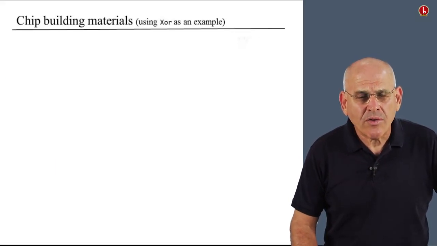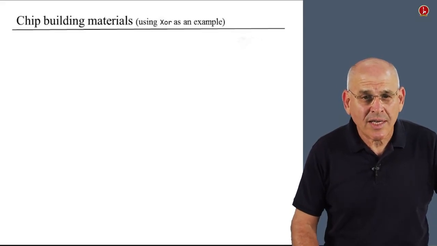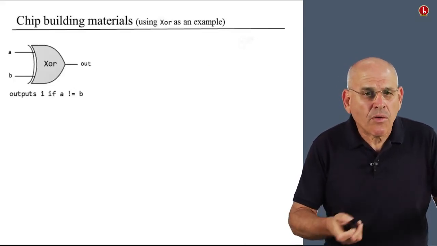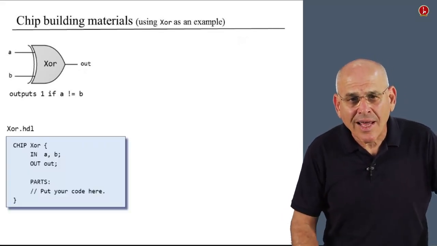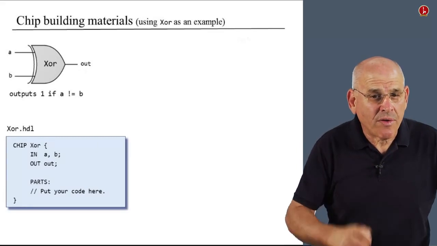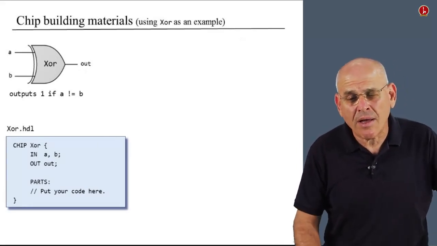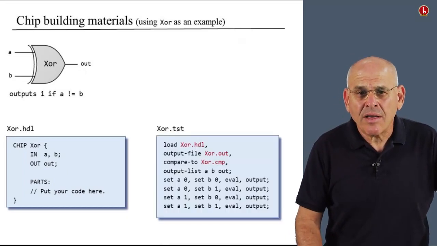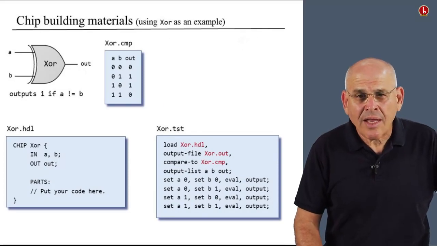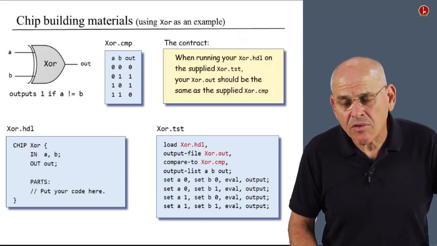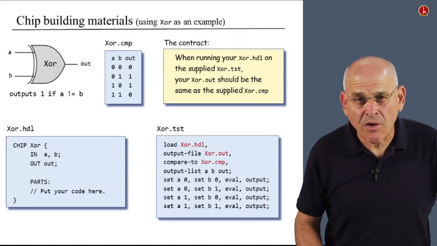Well, we're going to give you some building materials, and we're going to use XOR as an example. So, you have the gate diagrams from the book or from the lecture. We're going to give you this HDL file, which is available to you, and you can open it up in a text editor. And we're also going to give you a test script and a compare file. And here is the contract that we want you to play by the rules of this contract.